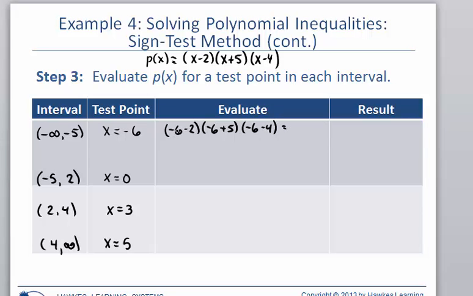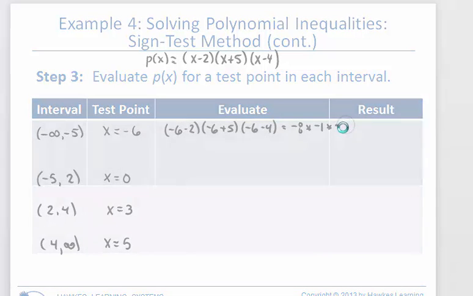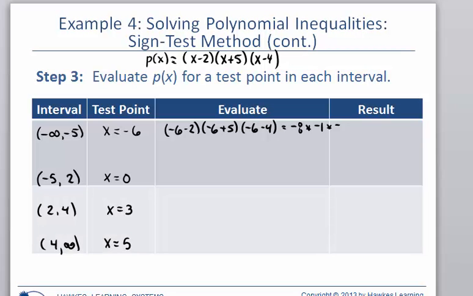So that is going to give me negative 8 in the first one, negative 1 in the second one, and negative 10 in the third one. Which when I multiply those together, negative 8 times negative 1 times negative 10 is going to give me a negative 80. The result is not so important that I get an 80, but that I do get a negative number.